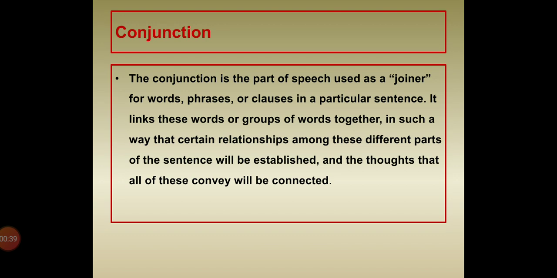First of all, we will discuss what is a conjunction. The conjunction is the part of speech used as a joiner. It is also called a linking word or a connector. It is a joiner for words, phrases, or clauses in a particular sentence. It links these words or groups of words together in such a way that the relationship among these different parts of the sentence will be established and the thoughts that all of these convey will be connected.